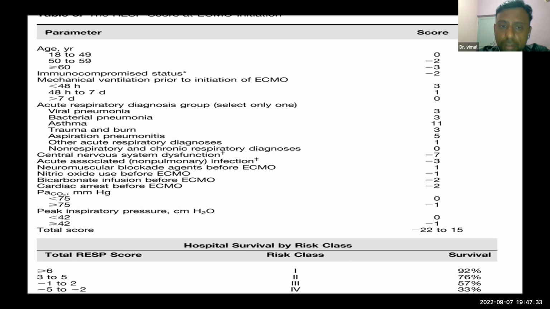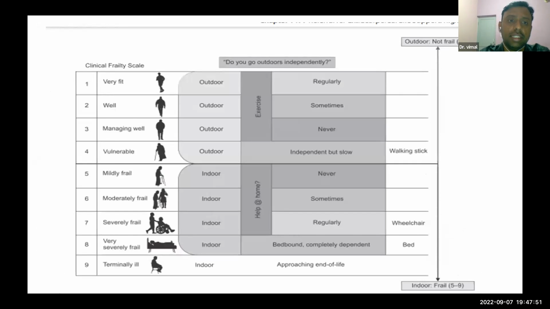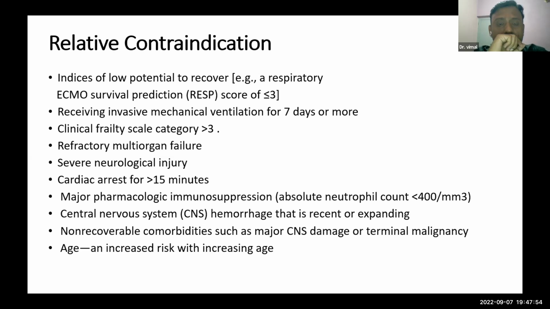And if the combined score is more than 3, then the outcomes are better after initiating ECMO. If the combined score is less than 3, then the outcomes are worse after initiating ECMO. So RESP score is something that can be used on a priority basis in every ECMO center. And those who are receiving invasive mechanical ventilation for more than 7 days, then also the outcomes are worse because the incidence of fibrosis is quite high and they are more prone to septic shock. The clinical frailty scale category.